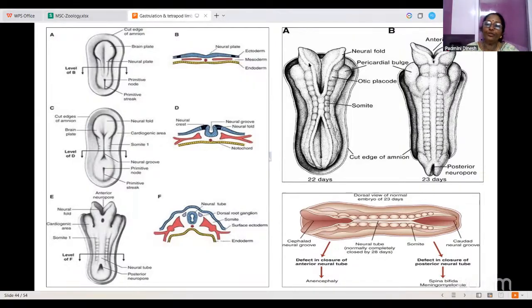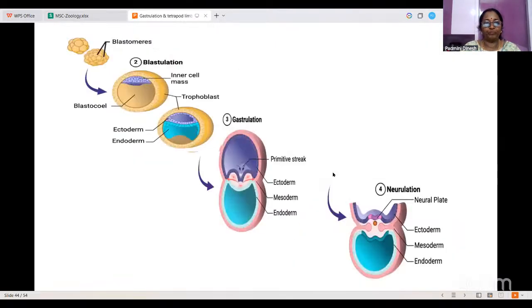Now, this closure of the neural fold at the anterior and the posterior region is very, very important. Why? If the closure is not complete at the anterior region, it ends up as anencephaly, where there is no formation of the head. And if the posterior region is not covered, that leads to spina bifida, where the spinal cord is not well developed. At the posterior end there is a big hole in the child. We are not going to talk about the genetic problems of them.